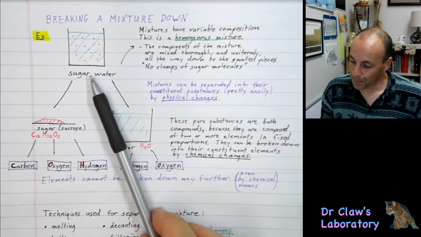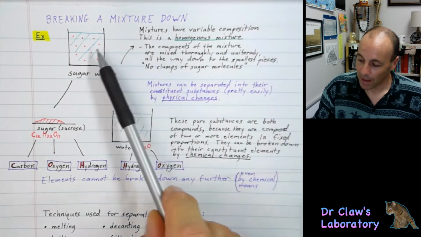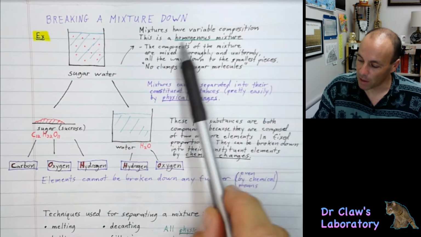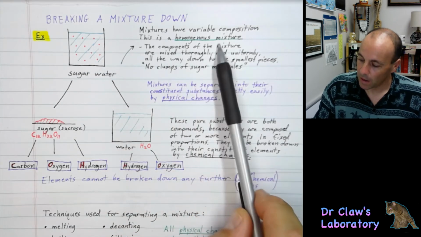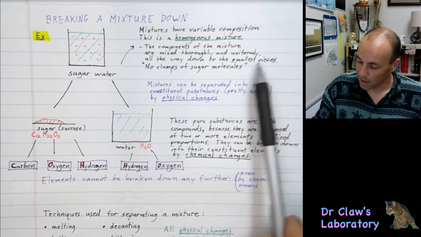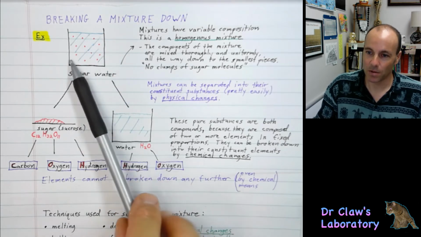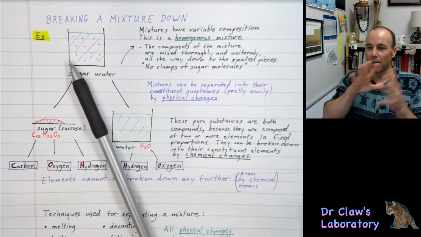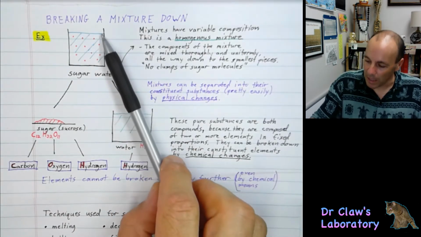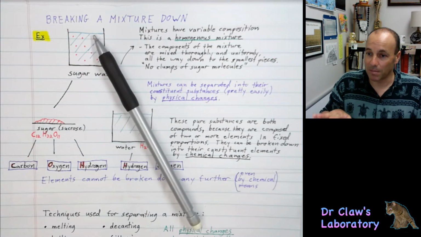Now, mixtures do have a variable composition, as we just said. This particular mixture is what's called a homogeneous mixture, meaning the components of the mixture, the sugar and the water, are mixed thoroughly and uniformly, all the way down to the smallest pieces. There are no clumps of sugar molecules in any one area. So all of the sugar molecules have become completely separated from each other, and they're completely dispersed and mixed evenly and uniform throughout the entire liquid. Even the little nooks and crannies all the way up in the corner, you have sugar molecules there, they're all evenly mixed.